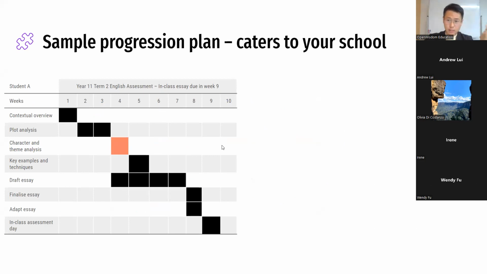For example, this particular year 11 student has an exam essay during week 9. The way we structure your term will very much depend on your school assessment, where week 1 will look at the context, week 2 and 3 will look at the plot, and then as we progress throughout the term, by week 7 or 8, we would finalize your essay and you'll be ready for exam.